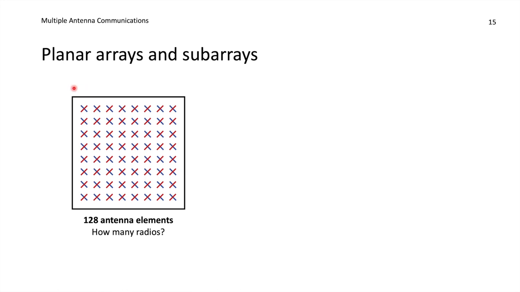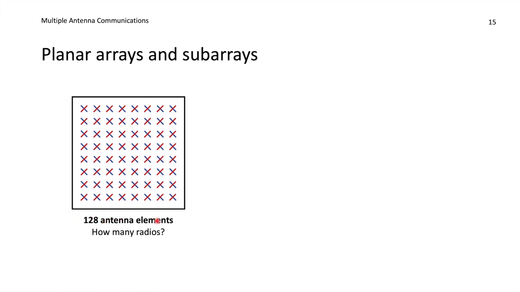Here's an example of a typical array that you can find in a real system, containing 128 elements. So we can see that there are 8 elements horizontally, 8 vertically, and each of them is drawn as a cross like this because it's a dual polarized antenna. So it's 8 by 8 times 2 polarizations, that is 128 elements.